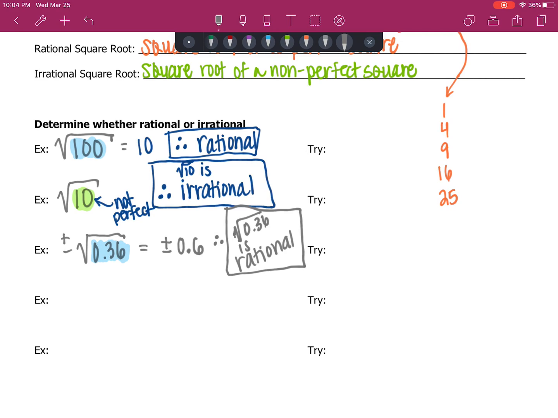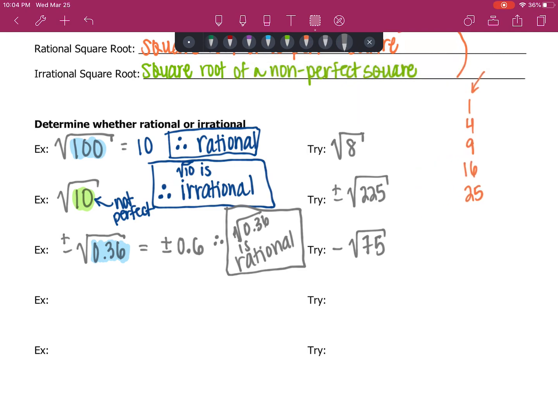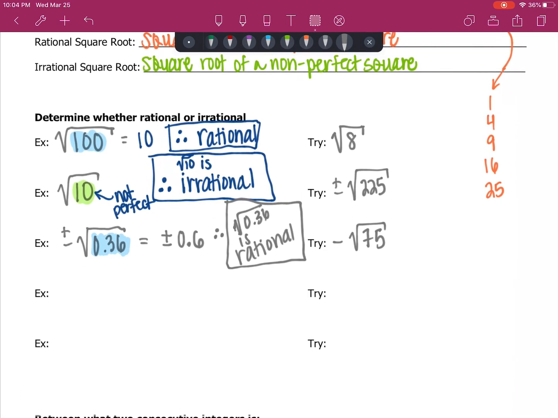Okay, let's do a couple of tries. So our try is the square root of 8, plus or minus the square root of 225, and negative square root of 75. So go ahead and try those and see what you get. And then take a look at the answer. So press pause if you're still writing and doing.